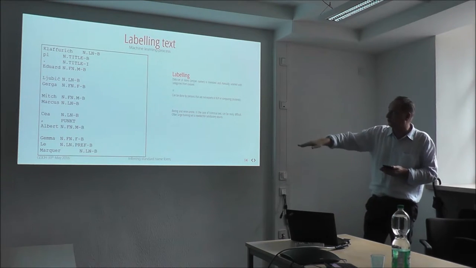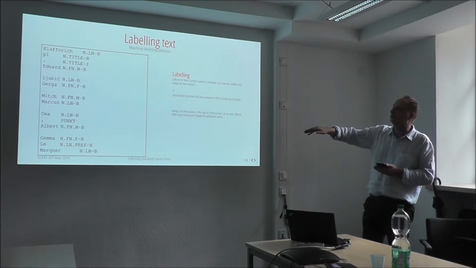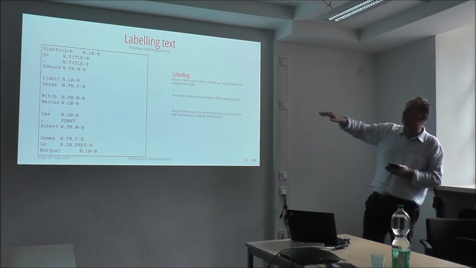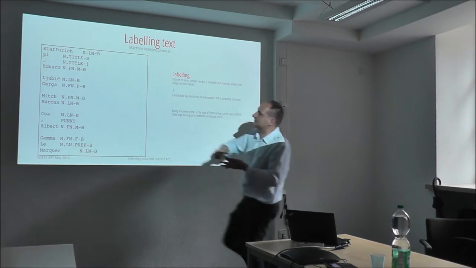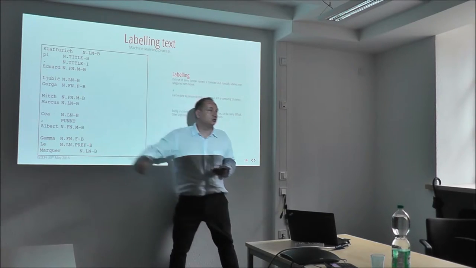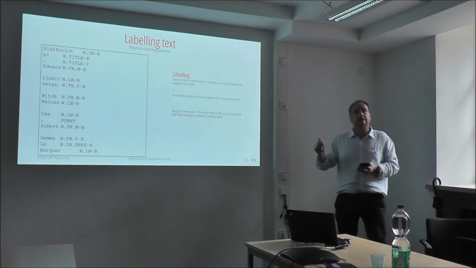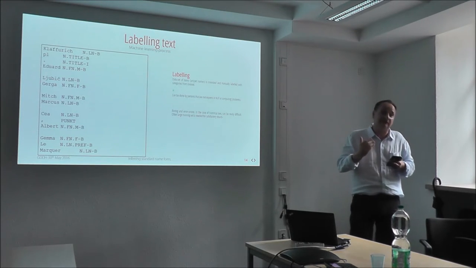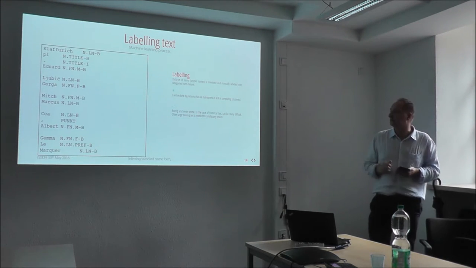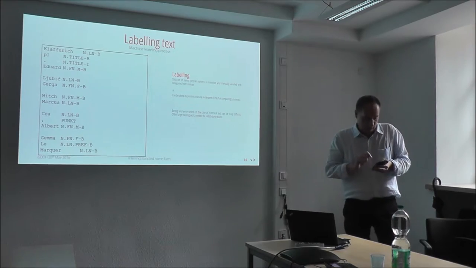So for our test case, we extracted altogether 6,500 items. By item I mean a name expression, like a full name, and we did it on modern text. So we trained our system on modern text because we didn't have labeled historical text available.